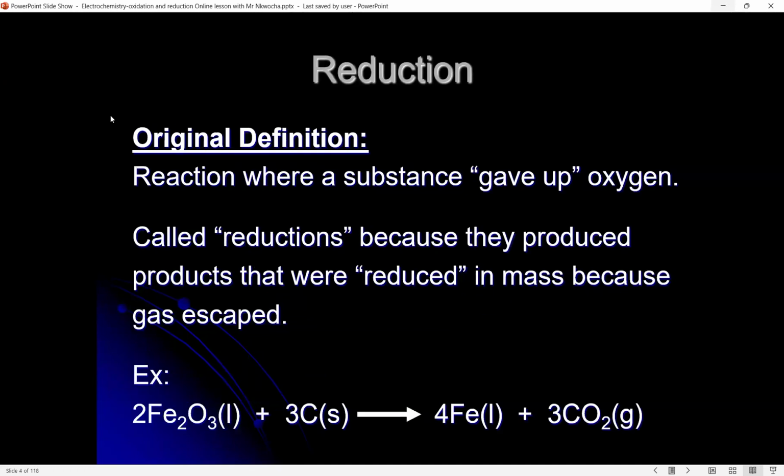So look at this one here now. This is another proper example. You can define it in two ways. To carbon, we have added oxygen, that's oxidation. To iron, we have removed oxygen, that's reduction. So removal of oxygen is reduction. Addition of oxygen is oxidation. So you can see two cases here now.